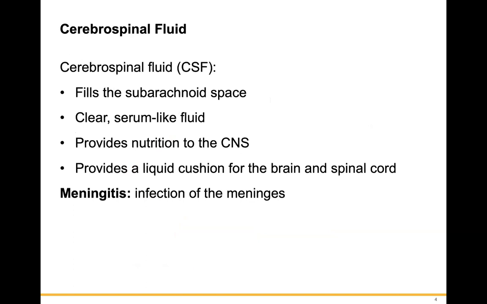Cerebrospinal fluid. This is fluid that fills the subarachnoid space. It is clear serum-like fluid, provides nutrition to the central nervous system. It also provides an avenue for removal of metabolic waste from the central nervous system. In addition, it provides a liquid cushion for the brain and spinal cord. And meningitis is actually an infection of the meninges and oftentimes the cerebrospinal fluid, because the arachnoid mater is really located in this space where we find CSF. One way that they can test for meningitis is to actually do a spinal tap and analyze the CSF.